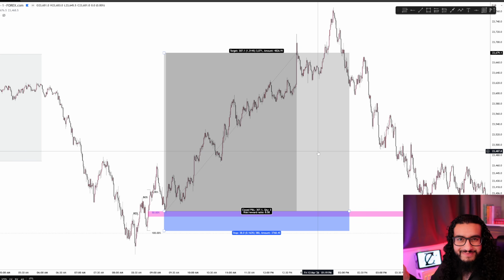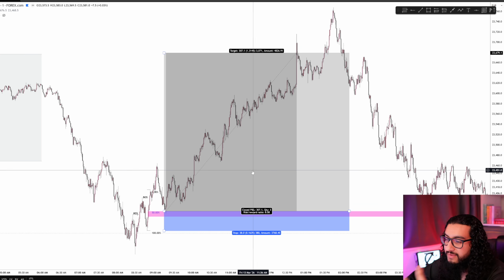Does that make sense? Do you see how I see the market? Do you see why trading works the way that it does? Why markets move the way that they do? It's premium and discount, it's market structure, it's liquidity, and inefficiencies. That's all you need, and that is exactly how markets move.